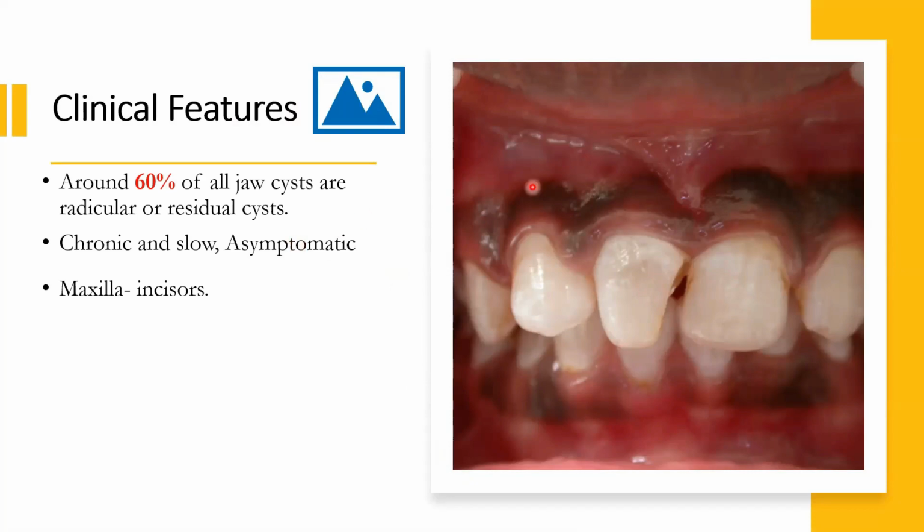It usually affects the maxillary incisors. Any guess for the reason? Because maxillary incisors are one of the most commonly affected teeth by trauma. So that could be one of the reasons these teeth get affected. Also, caries is seen in maxillary incisors. So those are the most commonly affected teeth in radicular cyst.